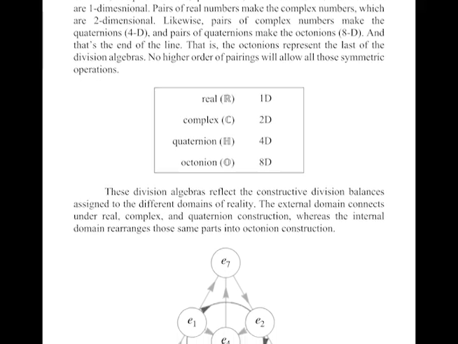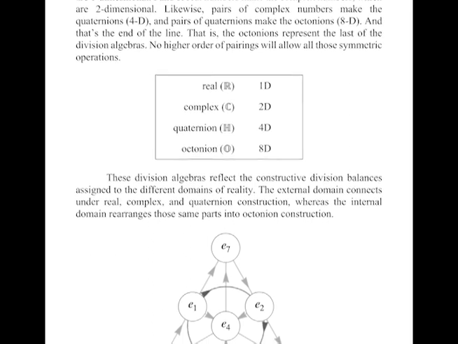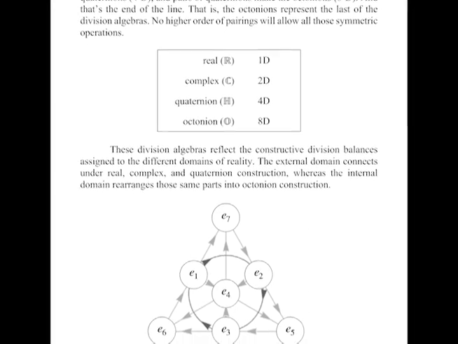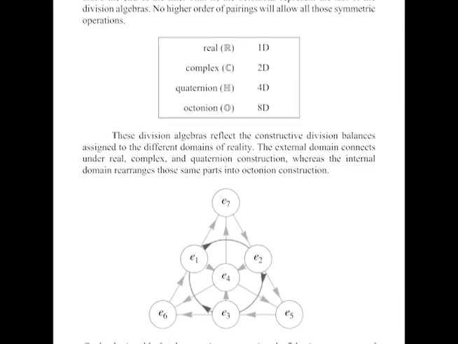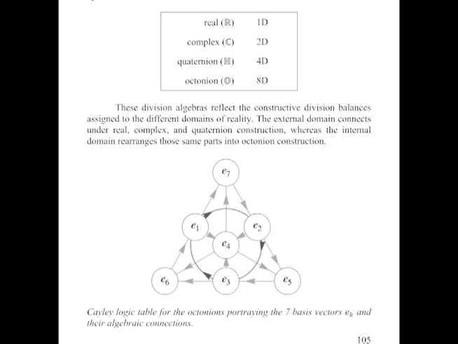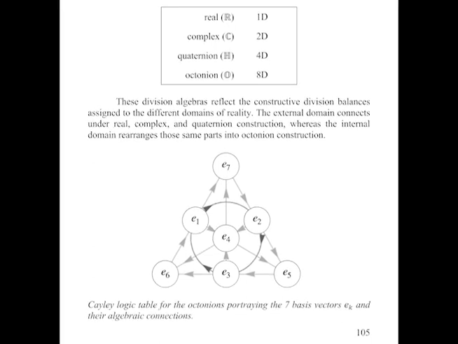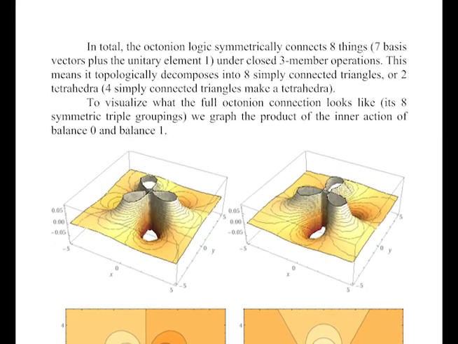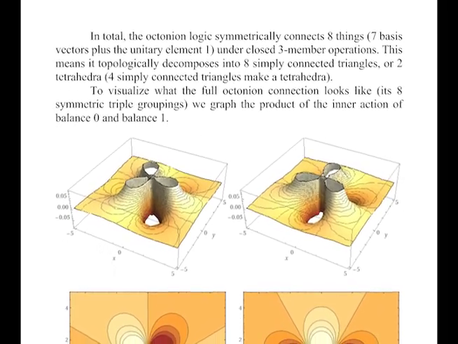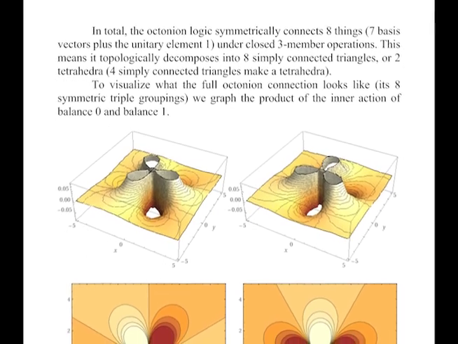These division algebras reflect the constructive division balances assigned to the different domains of reality. The external domain connects under real, complex, and quaternion construction, whereas the internal domain rearranges those same parts into octonion construction. Let's take a look here at the Cayley logic table for the octonions. This is meant to be portraying 7 basis vectors and their algebraic connection. In total, the octonion logic symmetrically connects eight things, seven basis vectors plus the unitary element, one, and it connects them under closed three-member operations.